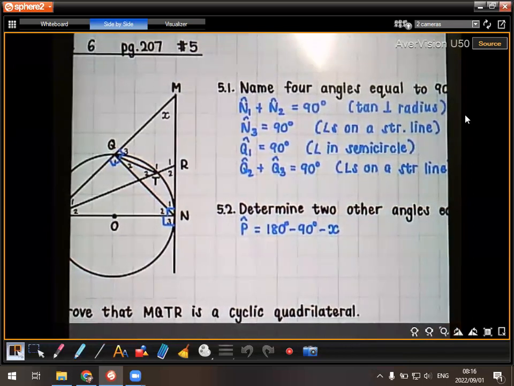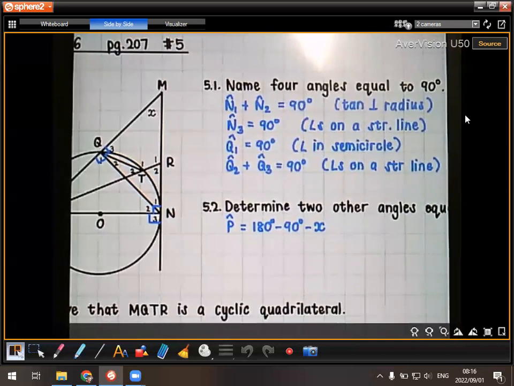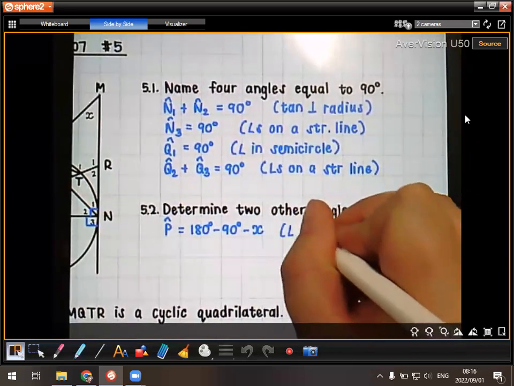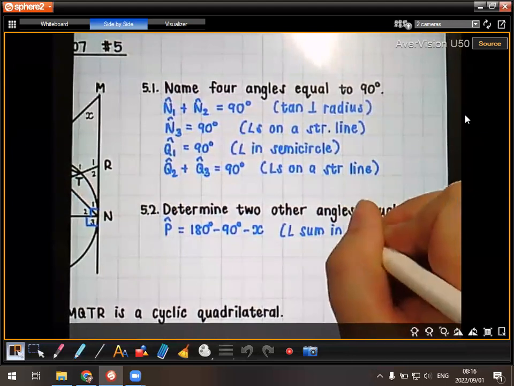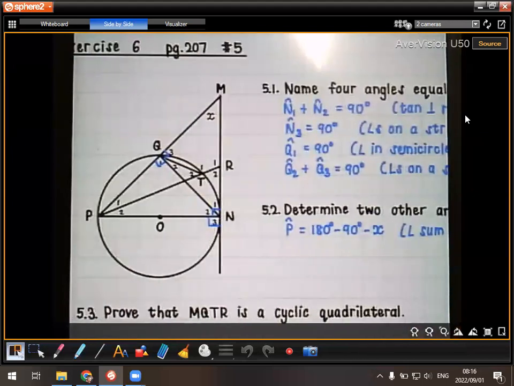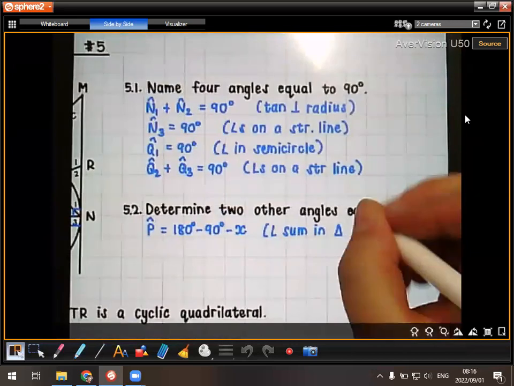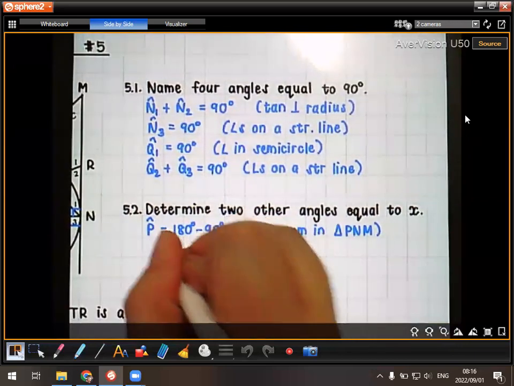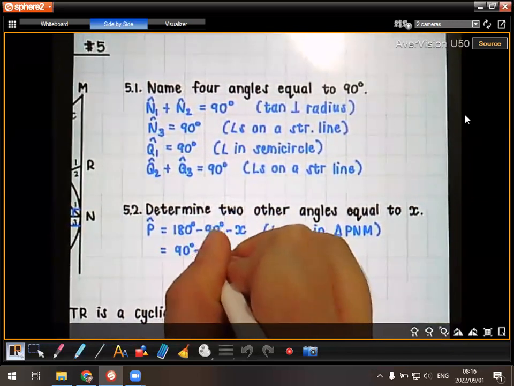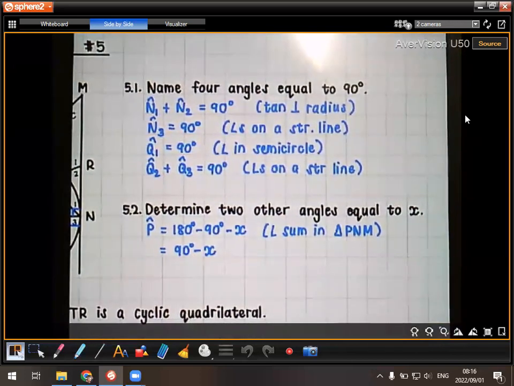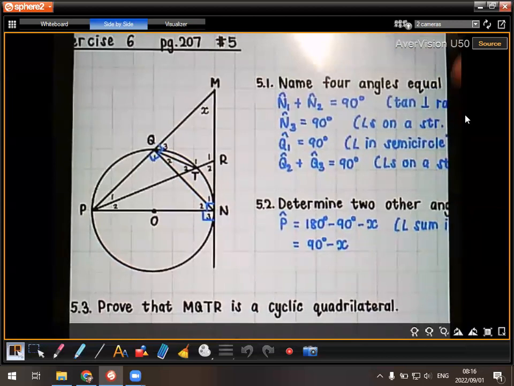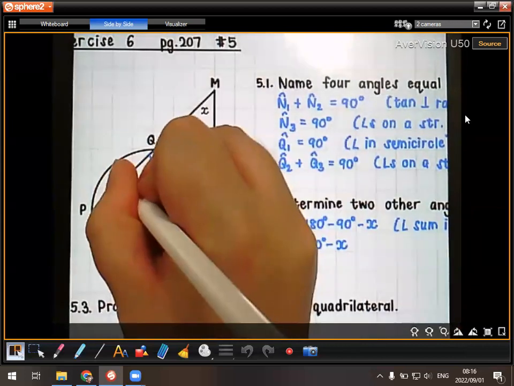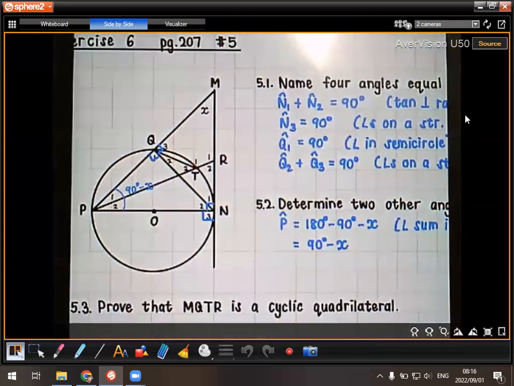So guys, this is the thing. If you can't find another angle equal to X, then we must try and find whatever we can. All right, and hopefully, we'll keep our fingers crossed that it will get us to what we need in the end. So, angle sum in triangle. I'm just going to write the name of the triangle so that we know what we're working with: PNM. So that gives us an angle of 90 minus X. So that is what P is. I'm going to put it onto my picture quickly: all angles 90 minus X.